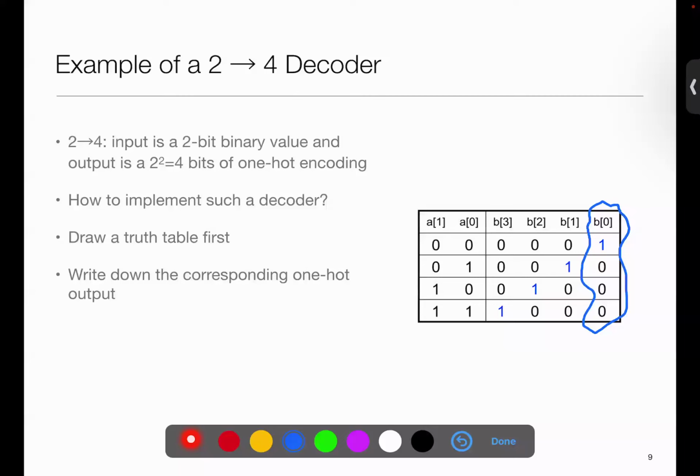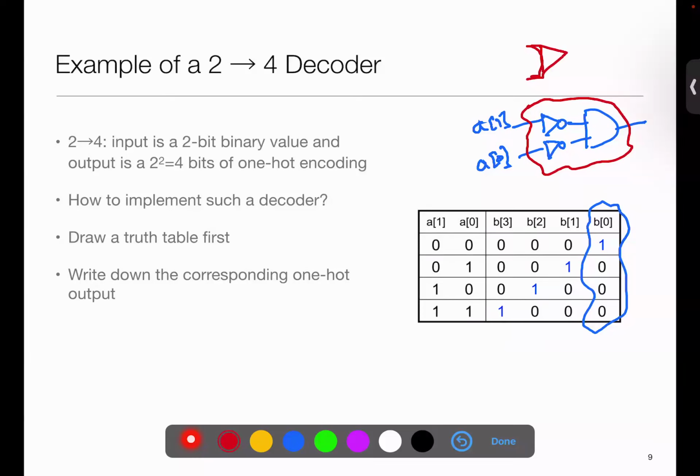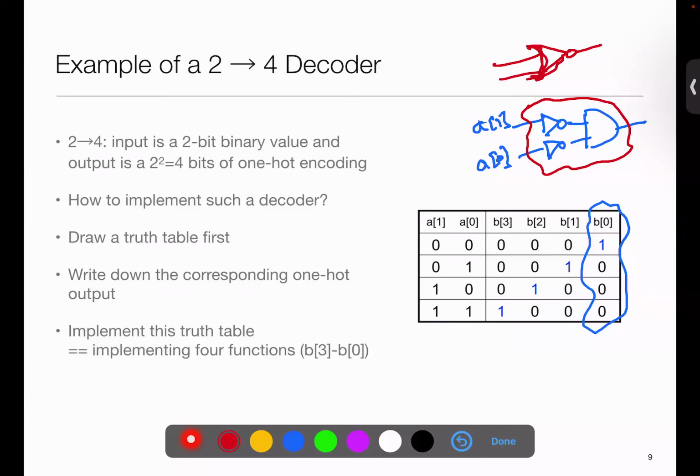Right. So what is that, the same as a NOR? Same as NOR? Right. So basically we have a NOR gate there. Likewise for B1, B2, B3. B3 is just an AND gate, as you can see, right? So I can implement these 4 functions.